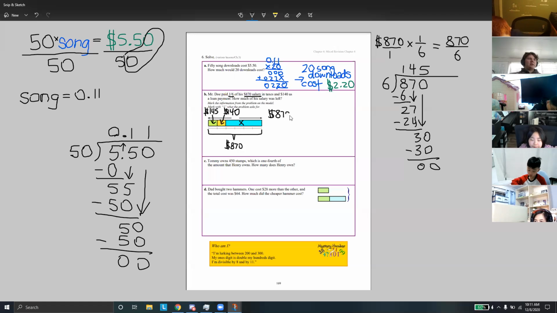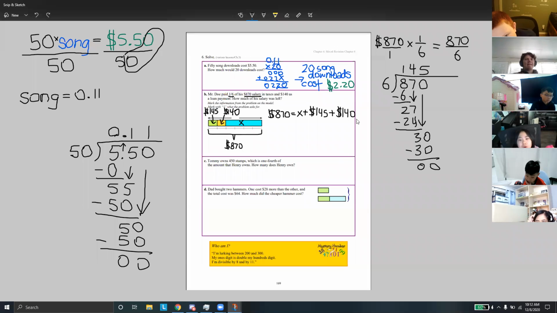$870 is the total, is equal to, we don't know how much he has left, so we'll just write X, plus he spent $145, plus $140. Why am I adding all these up? Well, because this is how much he started with. He started with $870, and then he spent $145 on taxes, 1/6 of it, and then he spent $140 on a loan payment. And so how can we find X using this equation?